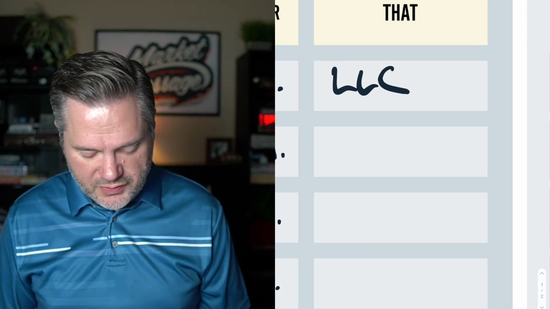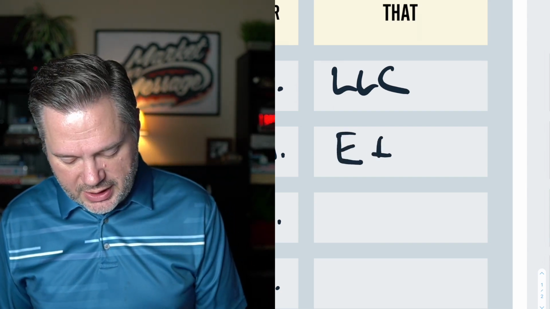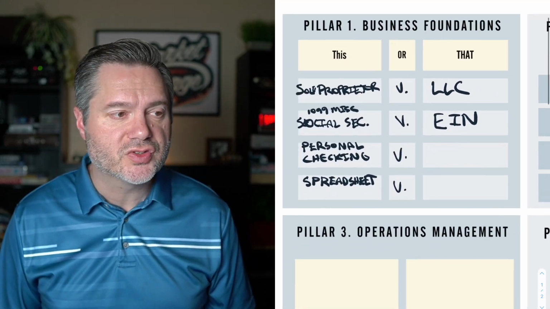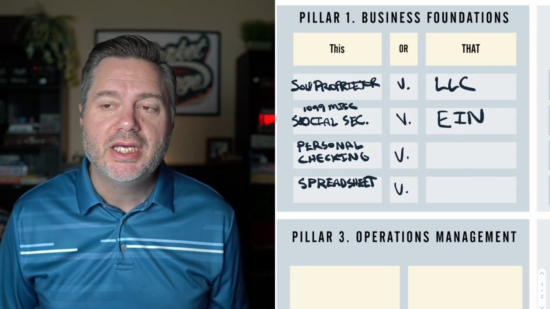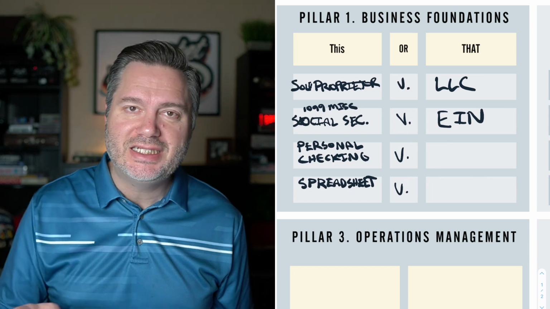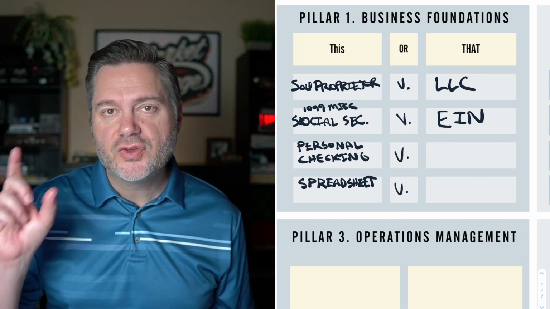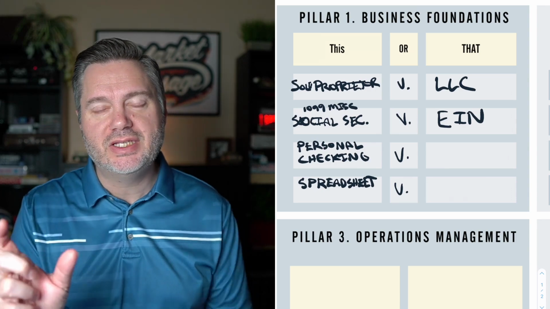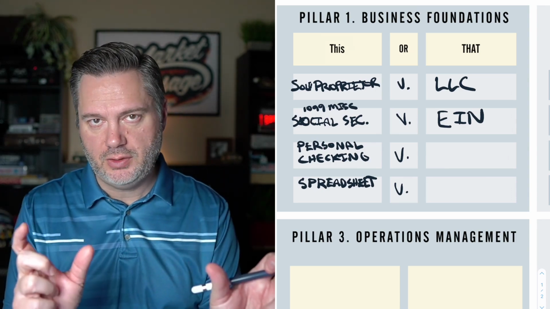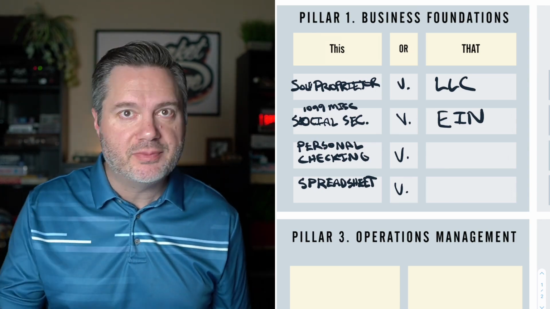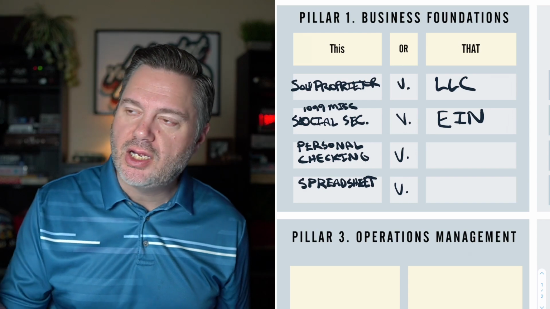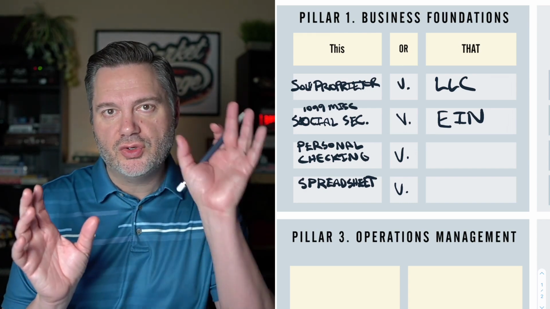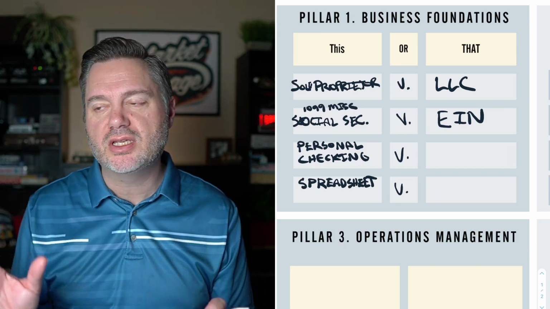Perfect. Once I had an LLC, then I went and got an EIN. What's an EIN? Well, it's the opposite of your Social Security number. EIN is your employer identification number. So this employer identification number is what you would use instead of your Social Security number for a lot of things: signing up to affiliate programs, reporting for tax purposes. You're separating yourself individually from an LLC.